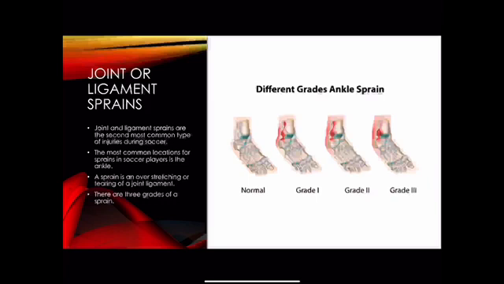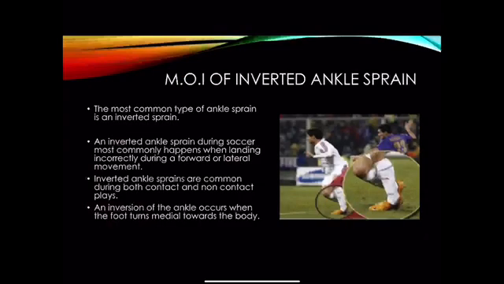And grade 2 is a partial tear. Grade 3 is a full, complete tear. And that is very similar to a strain. So now we're talking about the MOI of an inverted ankle sprain.